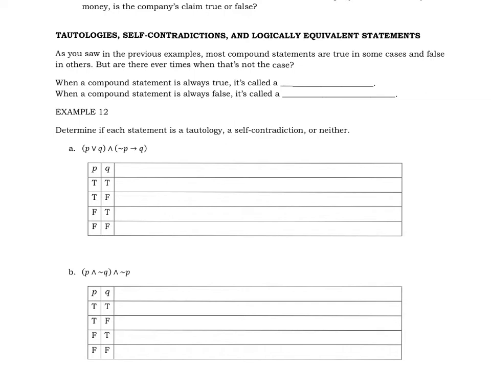Most compound statements are true in some cases and false in others, but are there ever times when that's not the case? When a compound statement is always true, it is called a tautology. When a compound statement is always false, it's called a self-contradiction.